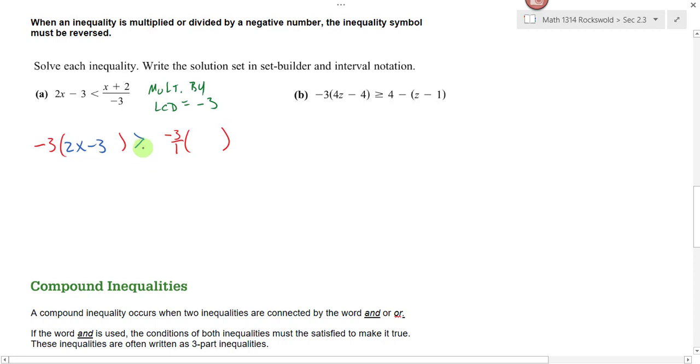Don't forget to do that. So that's going to be greater than negative 3 over 1 times the right-hand side x plus 2 over negative 3. Then we're going to distribute the negative 3 over here, and we're going to cancel the negative 3's right here. When I distribute the negative 3, that gives me negative 6x plus 9 is greater than, and it's greater than because I multiplied by a negative. I had to flip the inequality. These are going to cancel out, and I'm left with x plus 2 on the right hand side. Do I want my x's on the left or on the right?